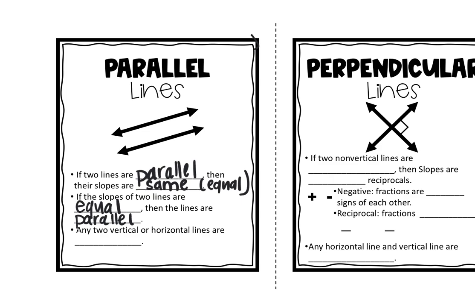Any two vertical or horizontal lines are parallel. Meaning if I have horizontal lines from left to right, this is how they look. If they're parallel, they're never touching. They're left to right. And if they're vertical, up or down, they are never touching as well. They're side by side, but never touching. That is what we say parallel lines are.